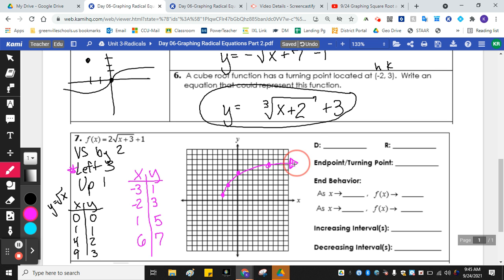All right. Domain originally is 0 to infinity, but this was moved left 3, so now it's -3 to infinity. Range is usually 0 to infinity, but this is moved up 1, so now it's 1 to infinity. Ending or turning point is (h, k), so (-3, 1).